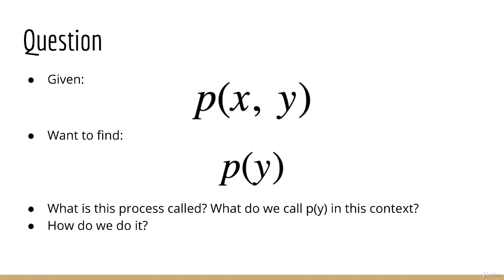Alright, next question. Let's suppose I'm given some probability distribution, P of x, y. By the way, now you know that this is a joint distribution between the random variables x and y. Let's say I want to know the distribution P of y. I have two questions for you here. Number one, what do we call the process of finding P of y using P of x and y? And what do we call P of y in this context? And number two, how do we actually find P of y using P of x and y? Again, take a moment on your own and pause the video if you have to.